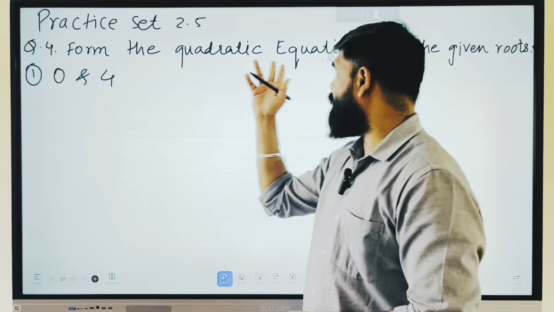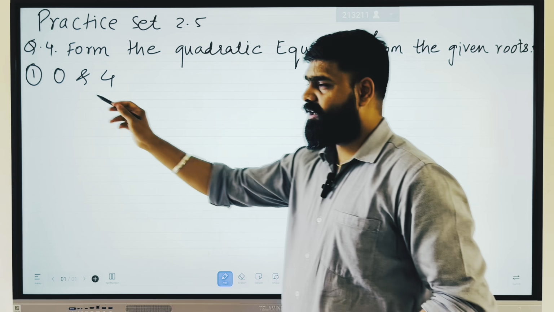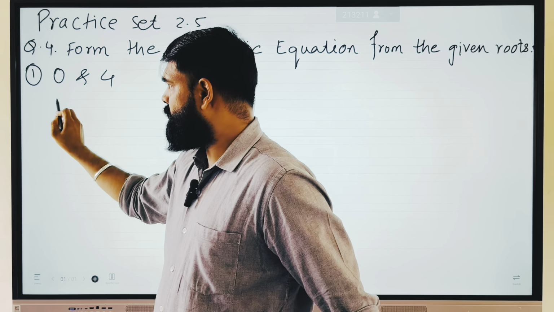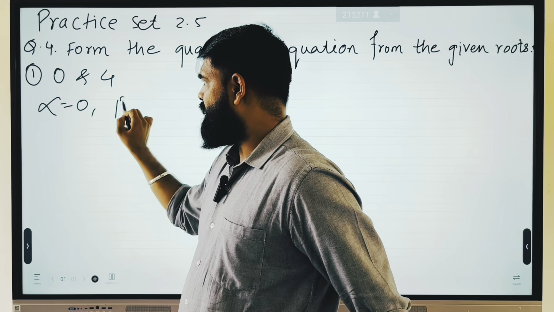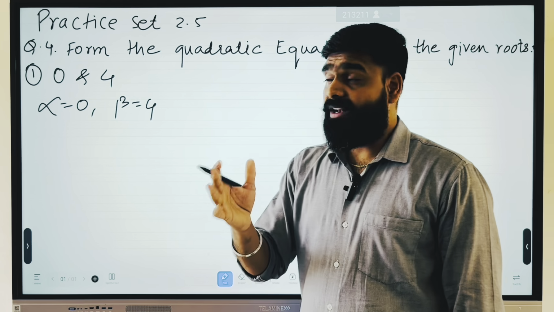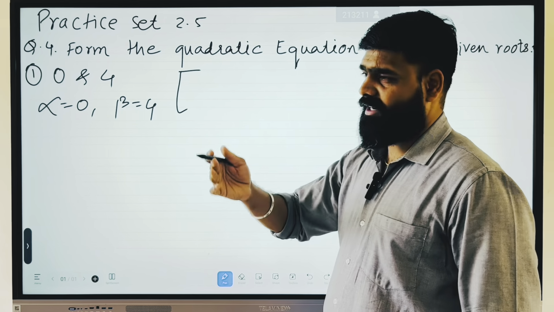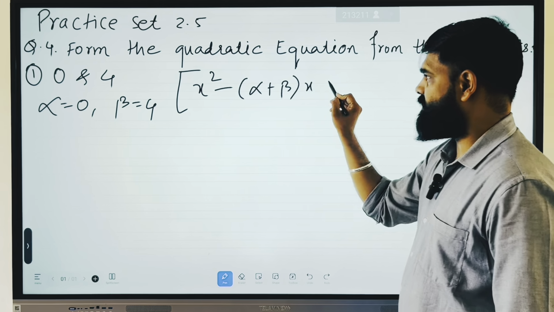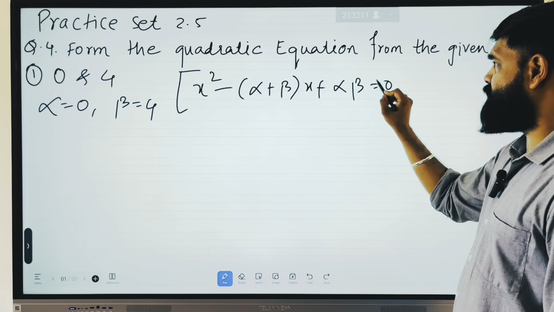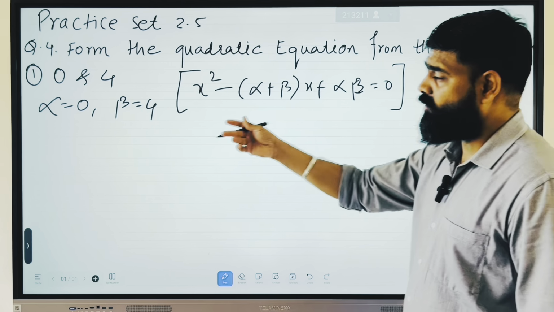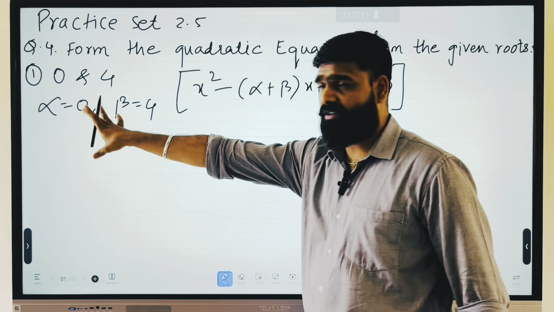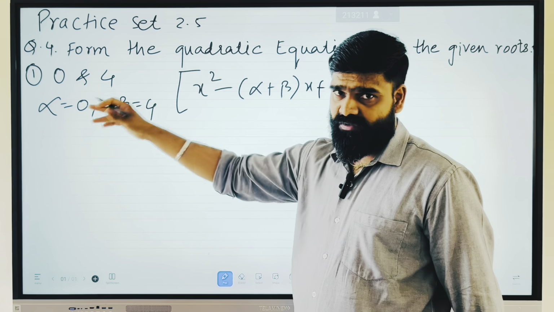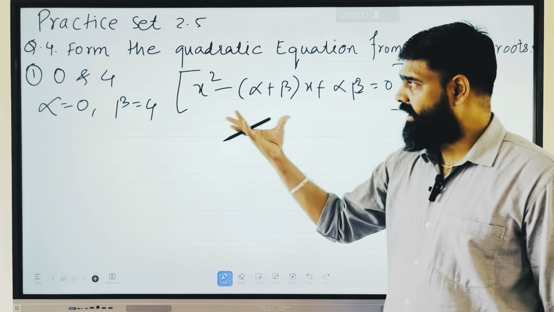Question number 4 is, form the quadratic equations from the given roots. In question number 1, we have 0 and 4. So these are the two roots. We are going to assume alpha is equal to 0 and beta is equal to 4. Now we will use one formula for getting the quadratic equation, that is x squared minus (alpha plus beta)x plus alpha into beta is equal to 0. So this is the formula. We have to just put the values of alpha plus beta, the sum of the roots, and alpha into beta, the product of the roots, in the equation, and we will get our quadratic equation.